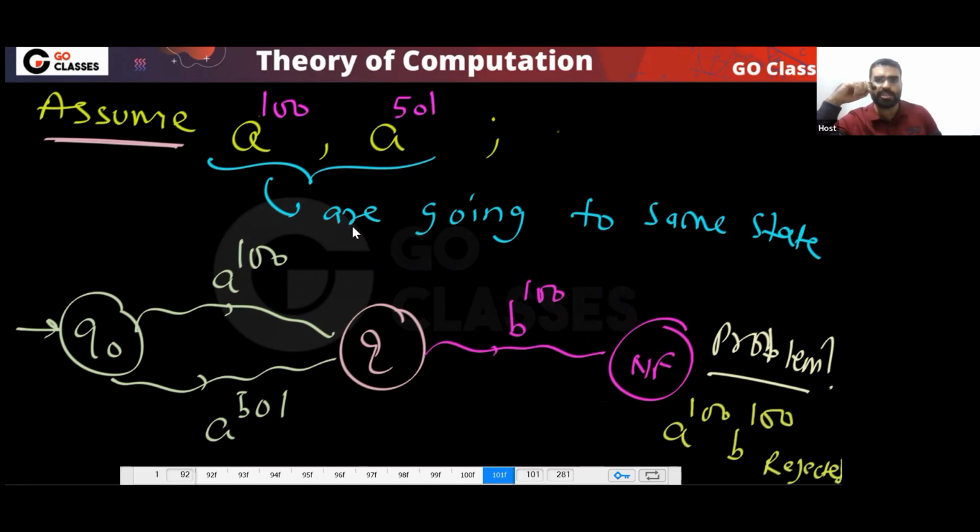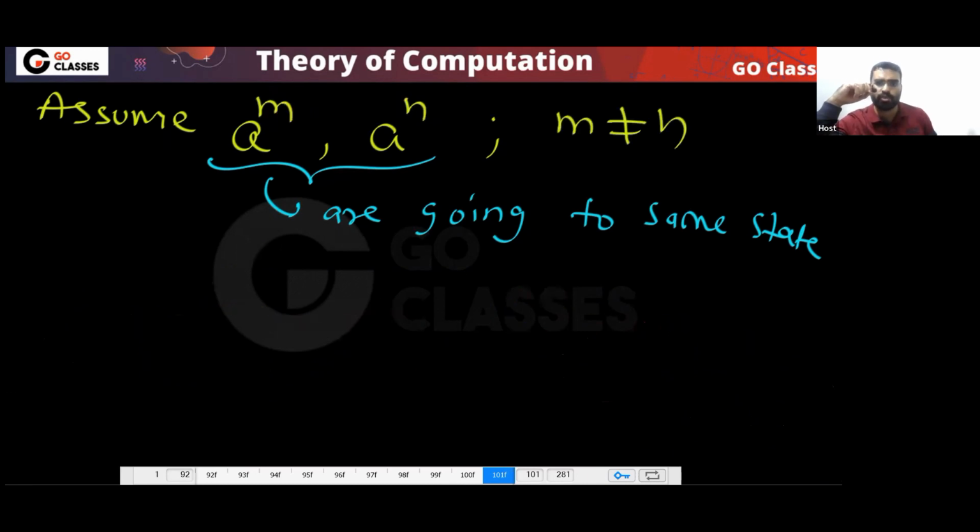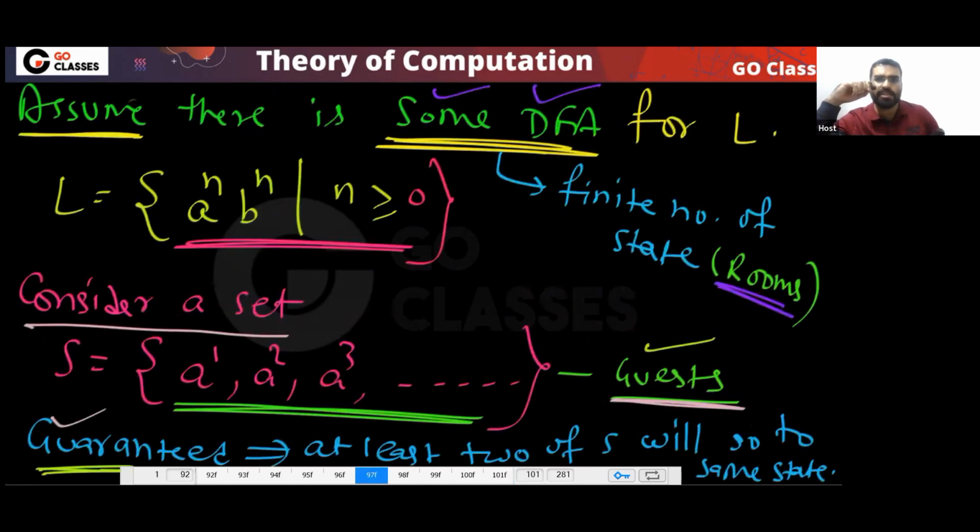So whatever you do, there is a problem. Can I say whatever you do, there is a problem? Yes or no? So this is the idea. What does it mean? It means there is no such DFA. There is no DFA which can accept this language. Is this clear?